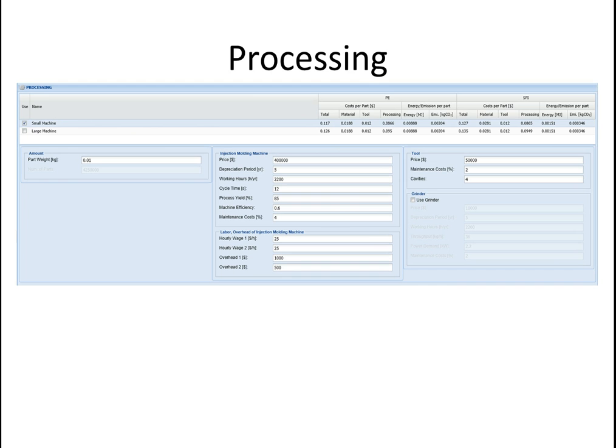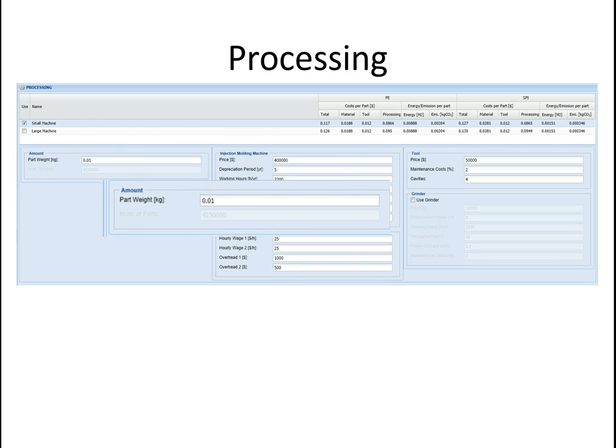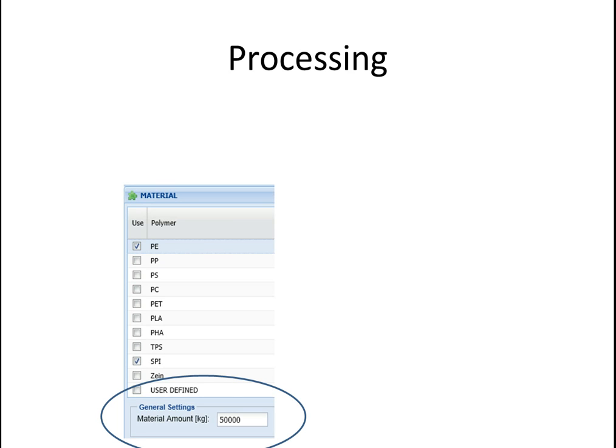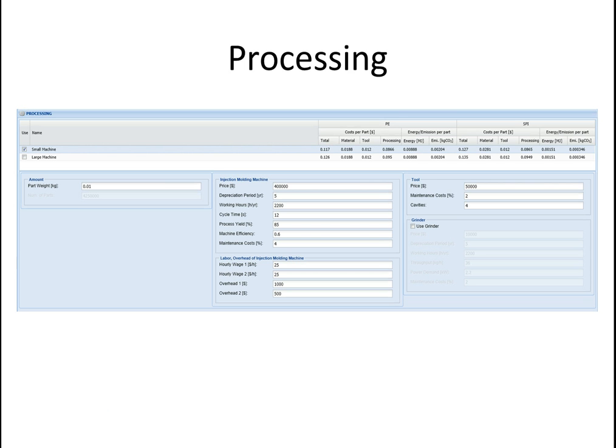It is important to note that the costs of the parts are primarily driven by the part weight. Because in the material page, the total amount of material was defined, part weight determines the final number of parts to be manufactured. If this needs to be adjusted, you can go back to the materials page and adjust the material amount. In addition, you can modify the price and design of the mold tool.